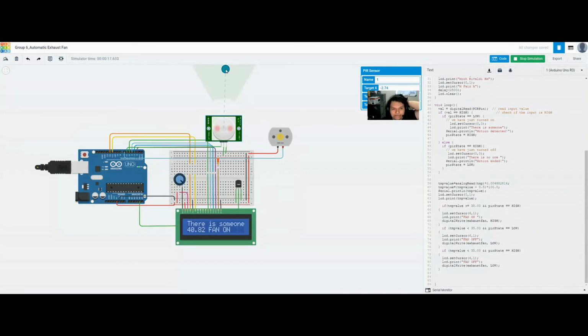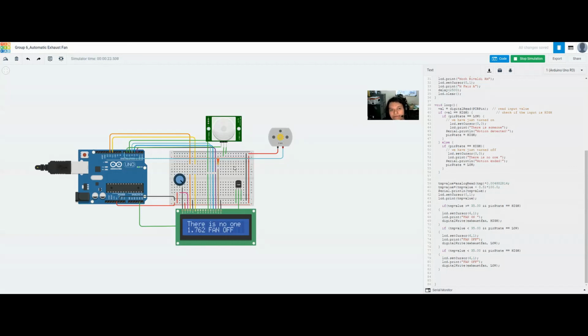The second condition is if the TMP value is low, below the threshold, and there is no movement in the PIR sensor's range. It will display on the LCD that there is no one. The temperature didn't meet the threshold of 35 degrees, so the fan will be turned off. Because the exhaust fan is digital, we set it to low state, and the DC motor stops turning.